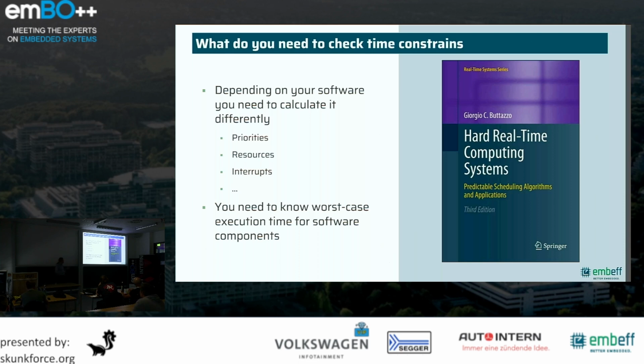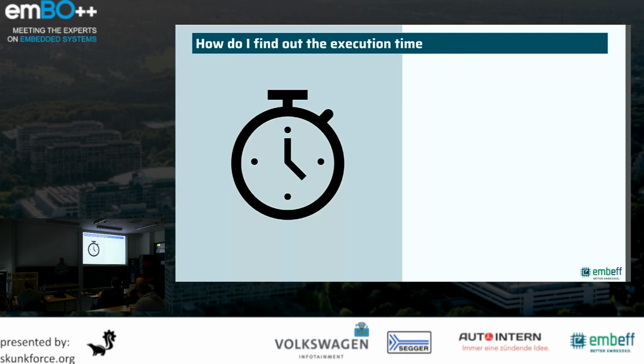The problem is, usually those things are done late in the software development when you should have a lot of software, and then we try to measure it somehow, and then it doesn't work, and we need to start to optimize it. So, next thing, how do we find out what execution time we have?